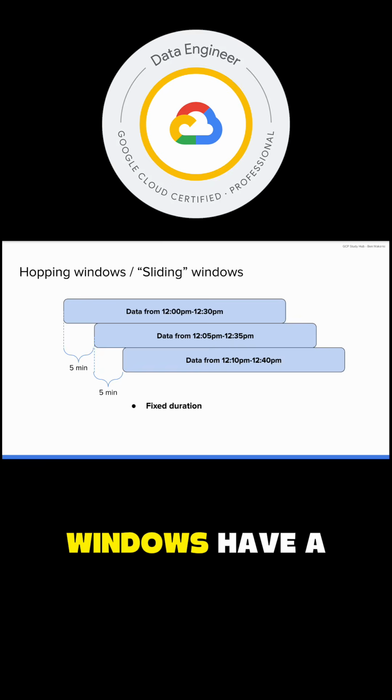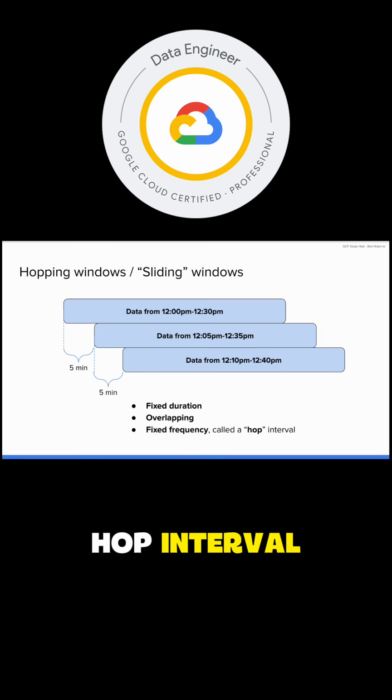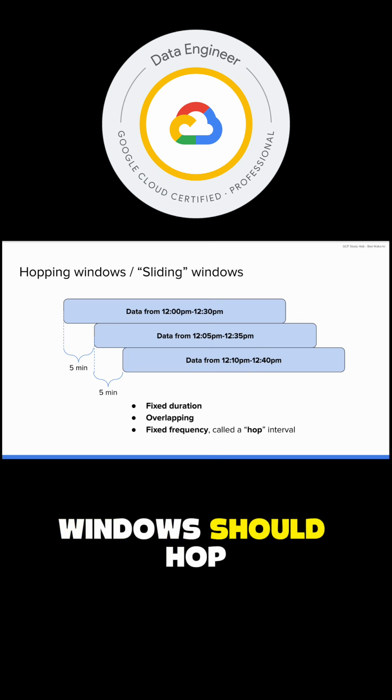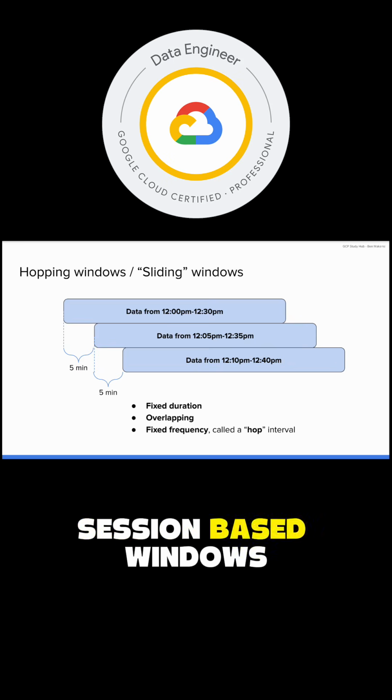So in summary, hopping windows have a fixed duration, they are overlapping, and they have a fixed frequency defined by a hop interval. In Dataflow, we simply define our desired window size and the frequency at which these windows should hop forward. Last, we have session-based windows.